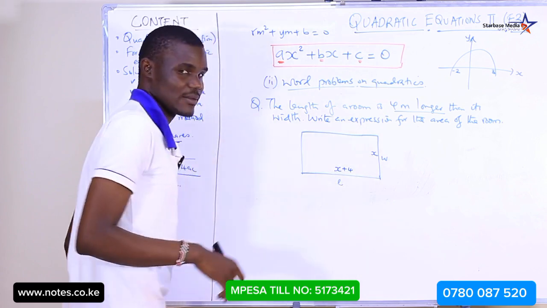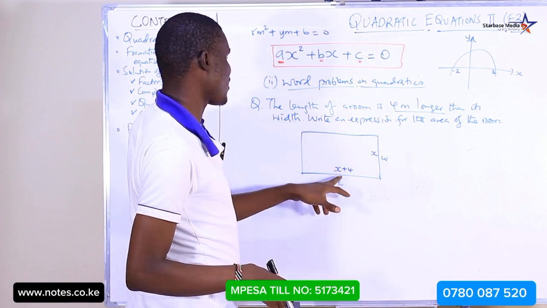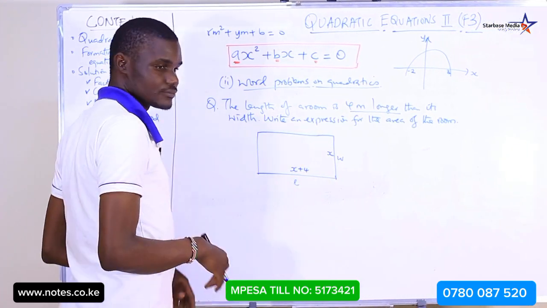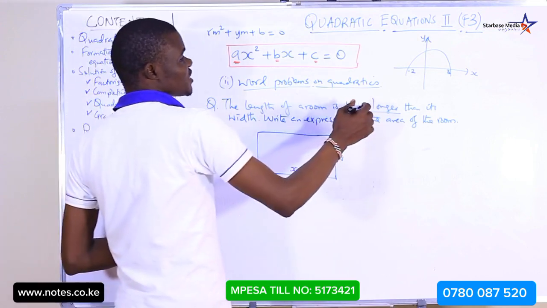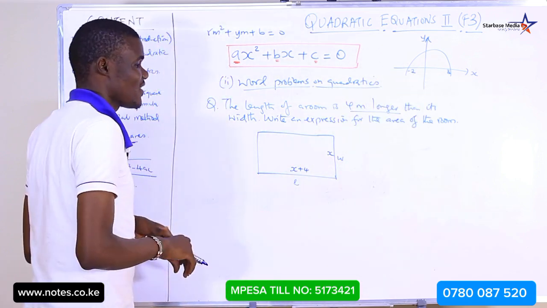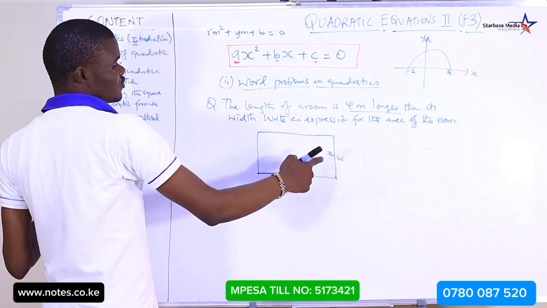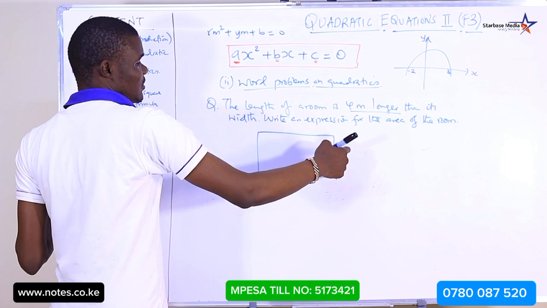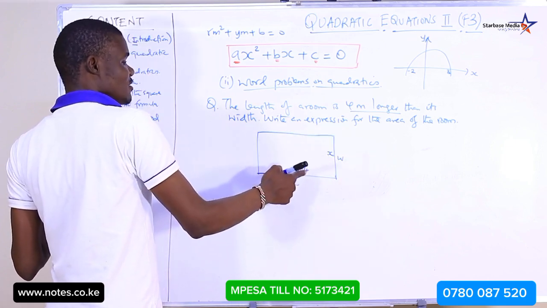Let us agree there. If we let the width be x, because this length is longer, we are going to add. You don't multiply because you are not told it is 4 times larger than. You are just told it is 4 longer. So you're going to let the width be x, and then the length will now be x plus 4.